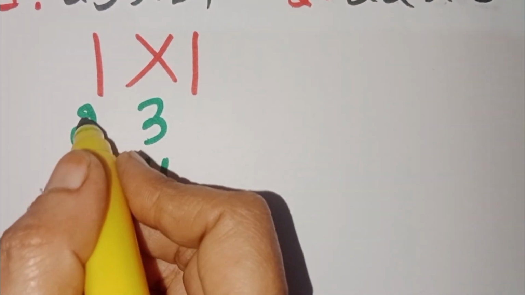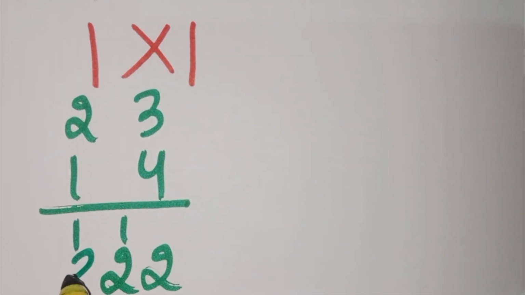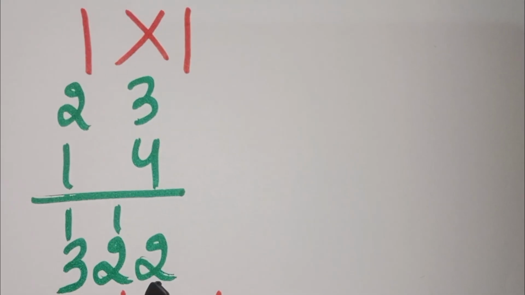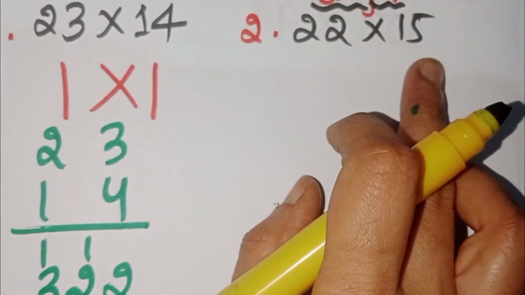Finally, multiply the tens digit. 2 1s are 2 plus carry 1, 3. 322 is the answer. Let's try another example. 22 into 15.